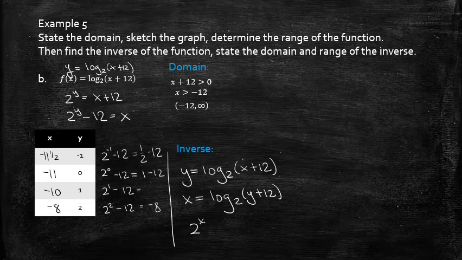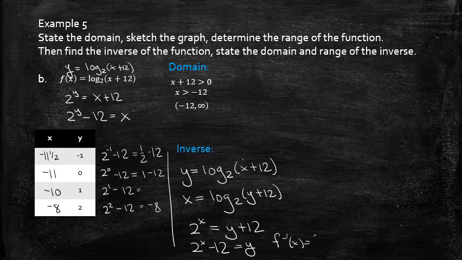So 2 to the x power is equal to y plus 12. And finally subtract the 12 over. So 2 to the x minus 12 is equal to y. So this is our inverse. F inverse of x is the exponential function 2 to the x minus 12.